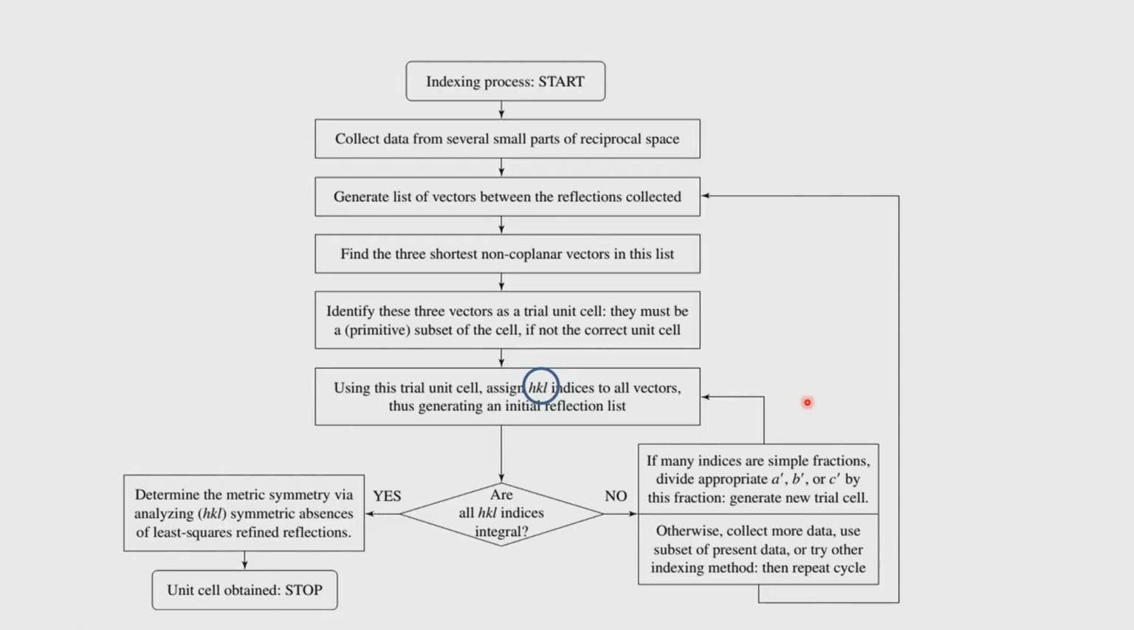Having got this kind of a thing, we start now with what we call indexing. This is the backbone of the entire structure determination. So, this is a process which I have given as a flow chart from the textbook edited by Bill Clegg. Several other authors have written this.